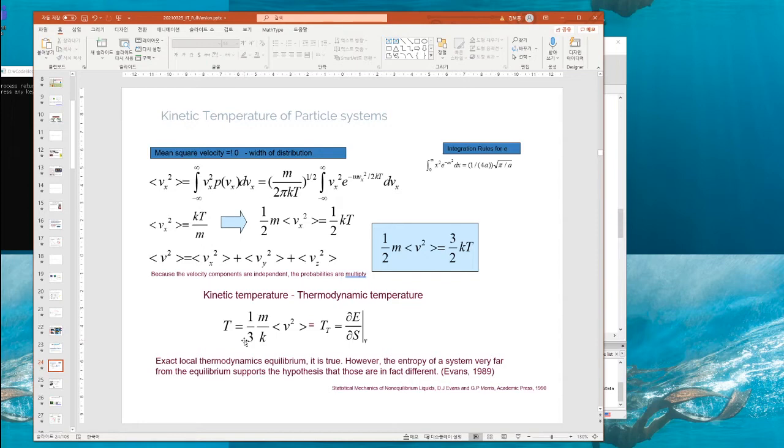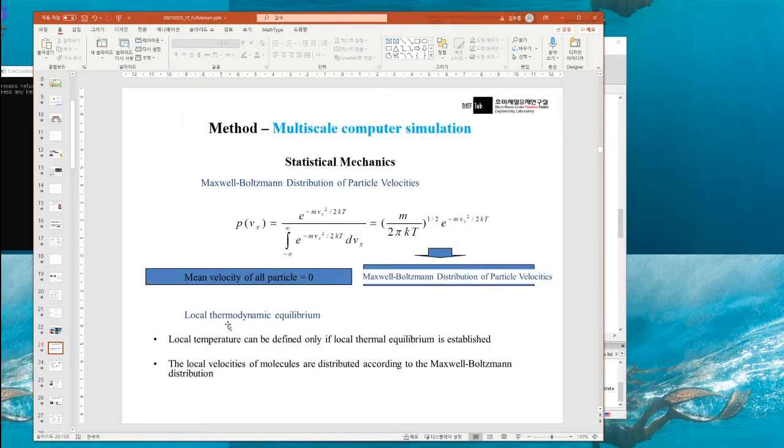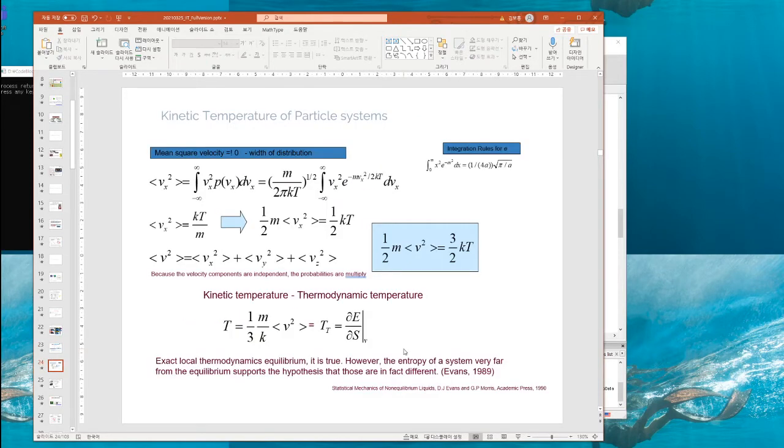But at this point, I myself had a question. If this is the definition of the temperature, what is the classical thermodynamic temperature that we learned through textbooks? I did some research, and from the Evans paper in 1989, I realized, as I explained about the local thermodynamic equilibrium with the distribution, that if it is satisfied, we assume these two temperatures are the same. But if the system doesn't really follow this local thermodynamic equilibrium, we cannot say the thermodynamic temperature and the kinetic temperature are the same thing.